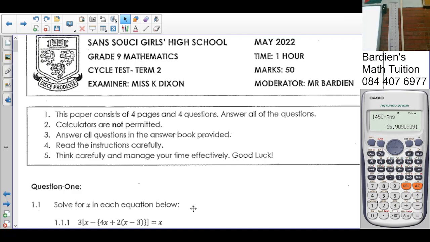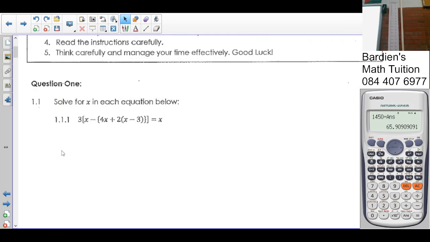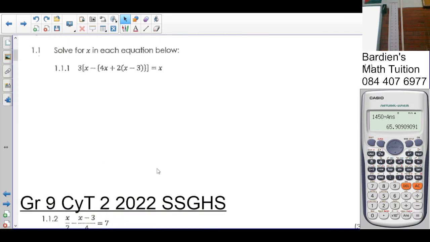Okay, so today we're looking at the term 2 cycle test of May 2022. Right, so let's go into the first sum here. The question says solve for x in each equation below. So firstly, one of two ways I can do this: you can either go from the outside in or the inside out. Inside out is going to be the easier approach.